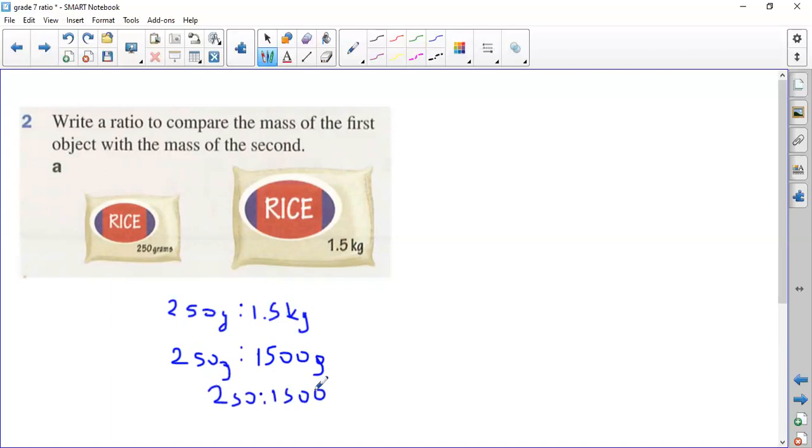So if we simplify these ones with 250, we will have 1 to 6. Here we divide with 250 as the highest common factor of 250 and 1500. Okay, so the ratio of these two will be 1 to 6.